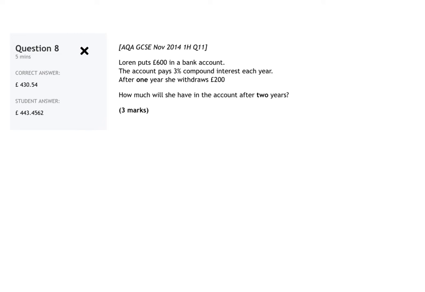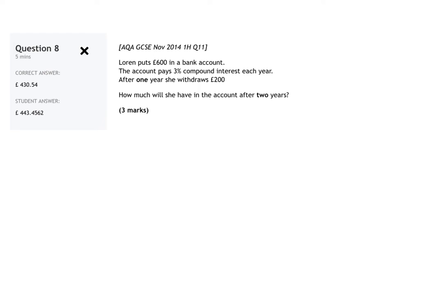In this question, it says Lauren puts £600 in a bank account. The account pays 3% compound interest per year. And after 1 year, she withdraws £200. How much will she have in her account after 2 years? Now, because there's a withdrawal after the first year, you cannot use the compound interest method to solve this. You have to do each year separately.